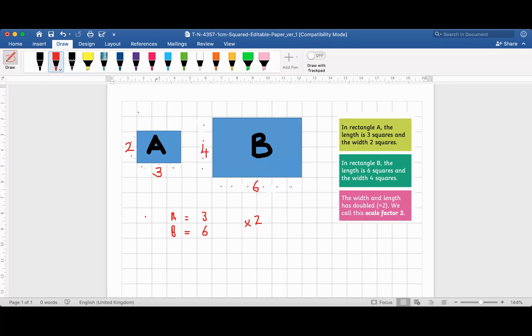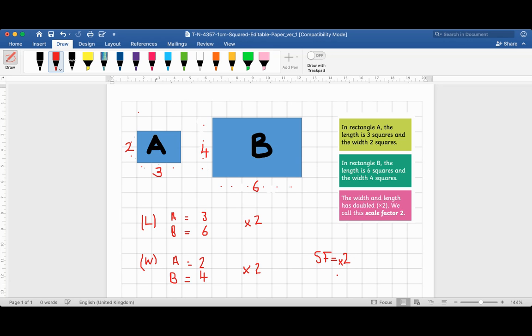Now let's compare the widths of these two shapes. If we have a look at shape A, we can see that the width of this shape is 2 squares. If we have a look at shape B, the width of this one is 4 squares. You should now clearly see that 2 times 2 is 4. So we can confidently say that the scale factor then, and I'm just going to put SF for scale factor, is 2. We've multiplied it by 2.